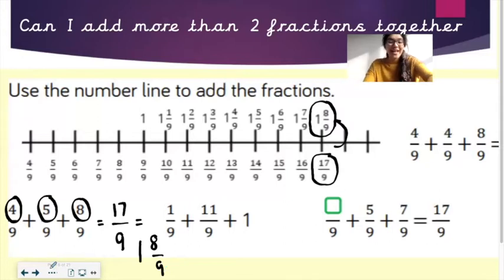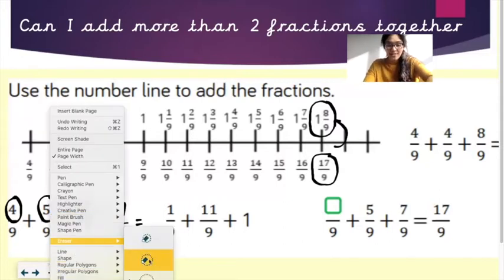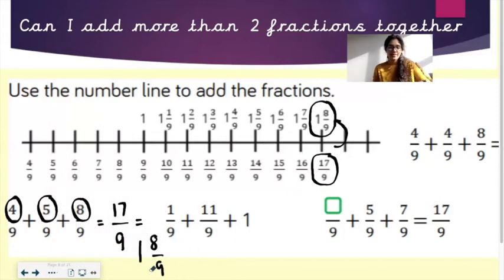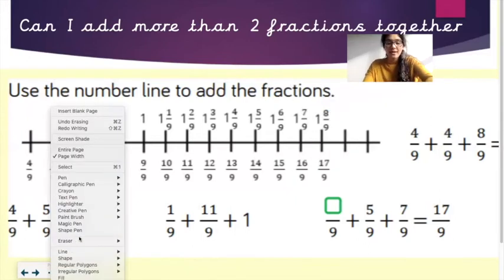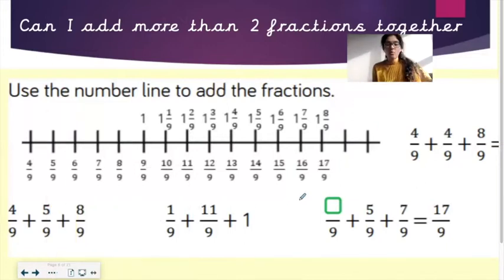Very well done. Our next question, let me just rub this out first because we are moving on to another question. Next question is 1/9 plus 11/9 plus 1. What I would do first is change this into a fraction. Now 1 is the same as 1 over 1, but already we can see here that it's not got the same denominator as our other 2 fractions, so we need to change it.